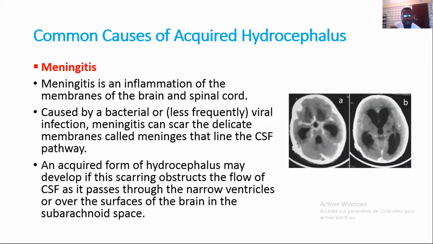We can have a common cause of acute hydrocephalus like meningitis. Meningitis is an inflammation of the membranes of the brain and spinal cord caused by a bacterial or, less frequently, viral infection. Meningitis can scar the delicate membranes called meninges that line the CSF pathway. You can see here this meningitis causing this quadriventricular hydrocephalus. Hydrocephalus may develop if this scarring obstructs the flow of CSF as it passes through the narrow ventricles or over the surface of the brain in the subarachnoid space.